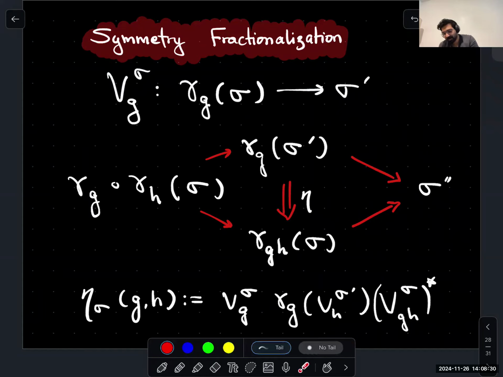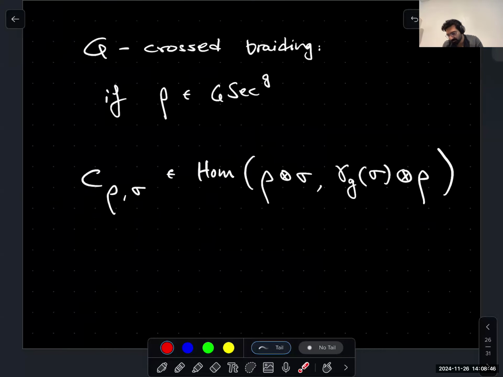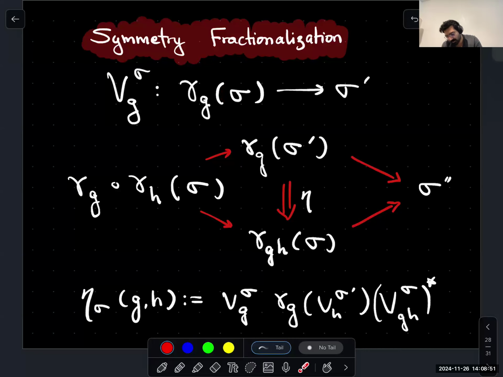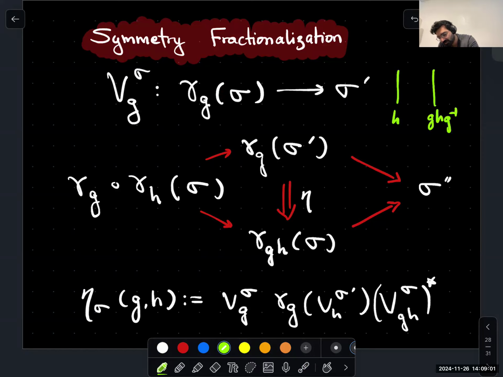If I have a G crossing on an object, let's say I have some object in G sec, meaning it's some symmetry defect, and I G cross it, then as I sort of erased earlier, something in the H component is going to go into G at G inverse, something like that. Okay, but it's not necessary that it goes to the standard one.